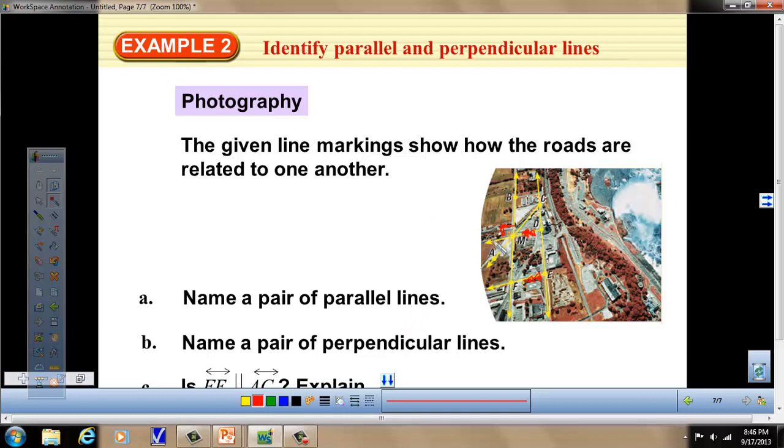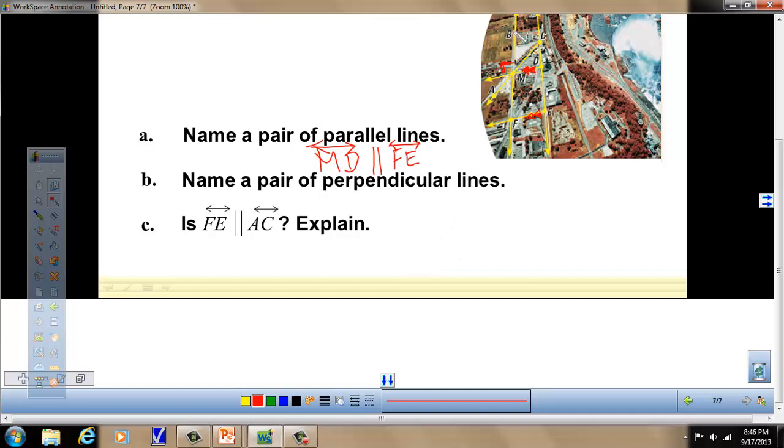So for the parallel lines, if you look, we've got a line MD there. And because they both have the same number of triangles there, we can say MD is parallel to FE. And remember, to tell that two lines are parallel, we use these two lines close together to show that two lines are parallel. For perpendicular, we can see we have BF there. So line BF, and because of this box here, we know that it's perpendicular to AD.